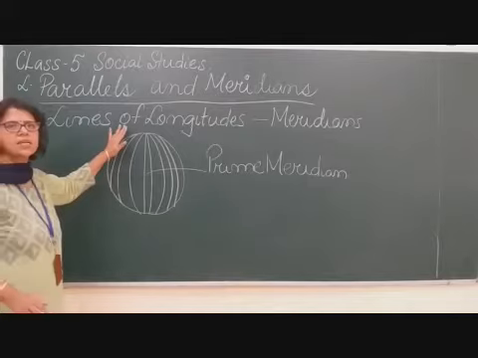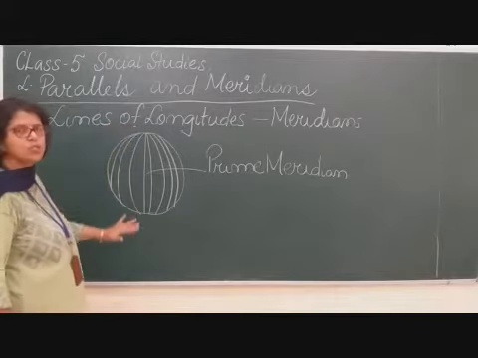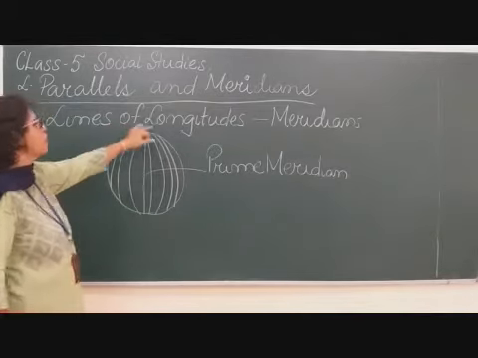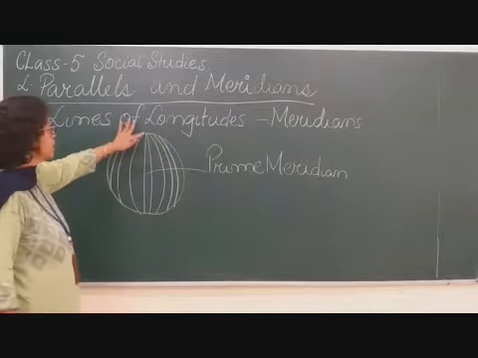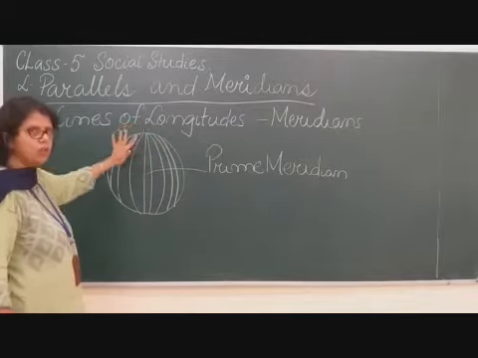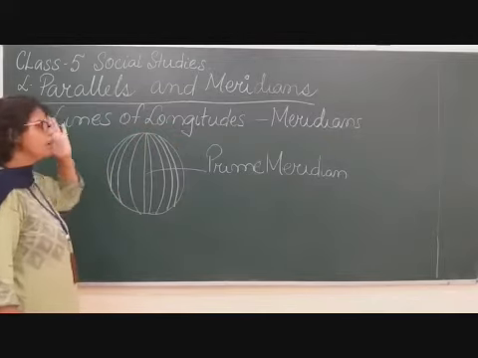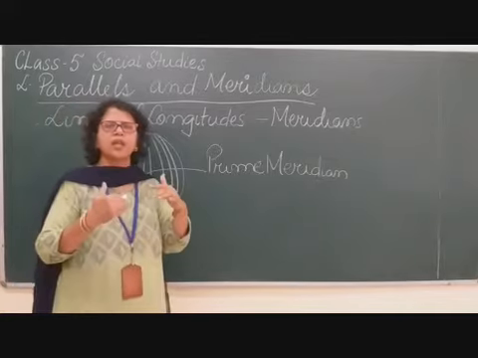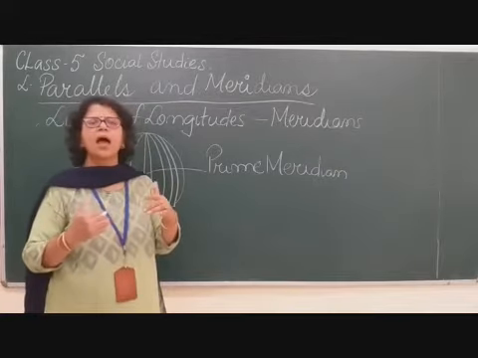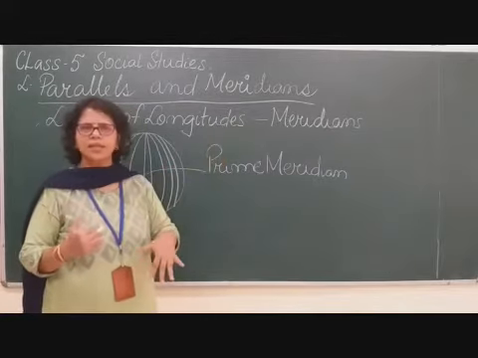Now, children, the lines that are running from north to south are called lines of longitude or meridians. As you can see, they are running from north to south. Now, as we had discussed the parallels, we have taken the equator as the center and we have 90 in the north and 90 in the south.